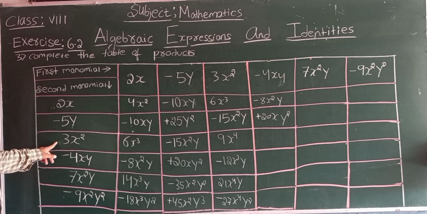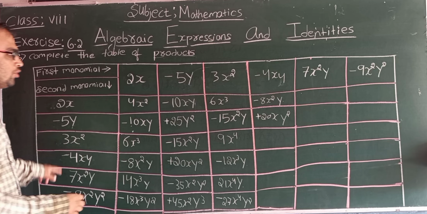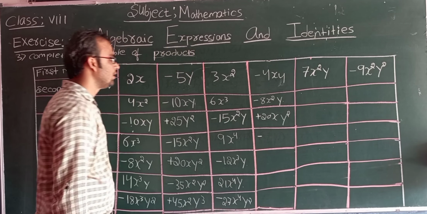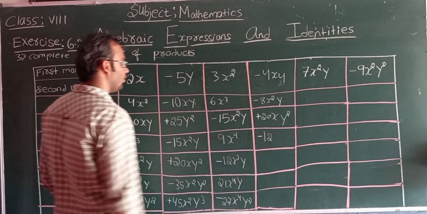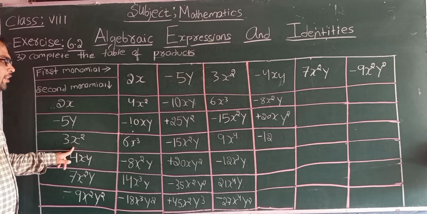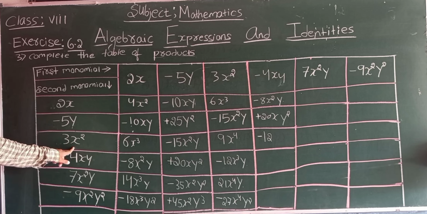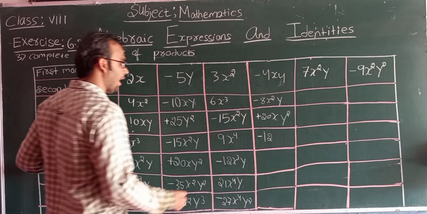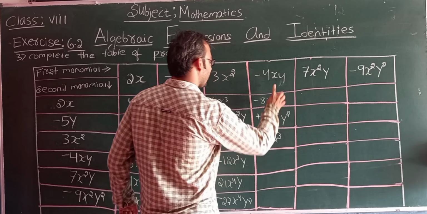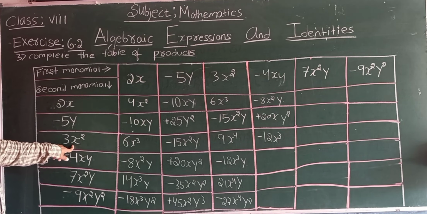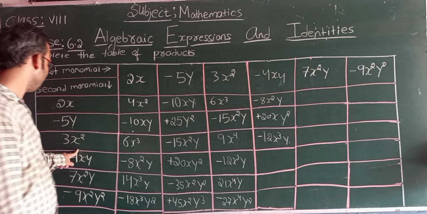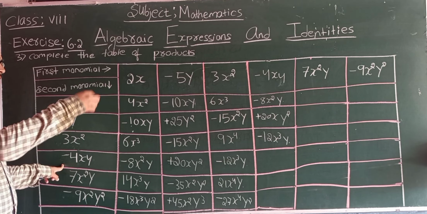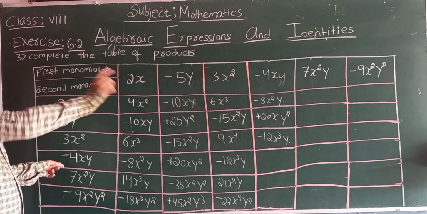Okay, now come to this minus 4xy and plus 3x square. So minus into plus will be minus and 4 3s are 12. So x into x square will be x cube, and here y is there, no? So write y. Now come to this, both the side minus, that is minus 4xy, minus 4xy.